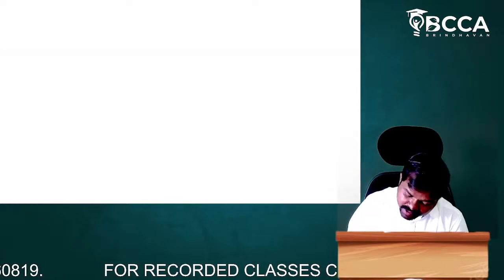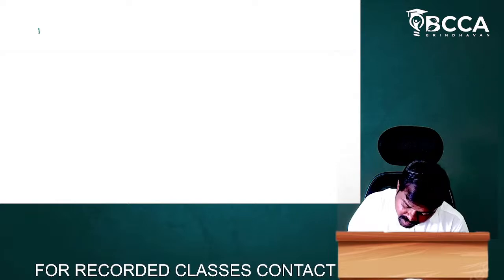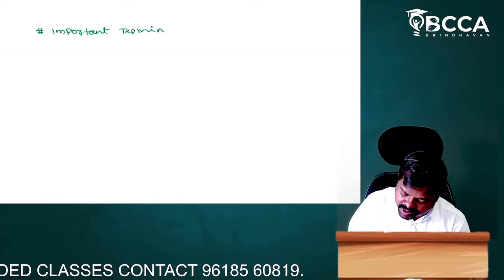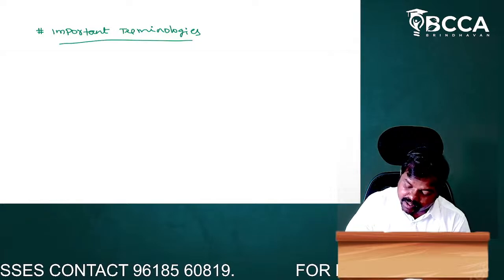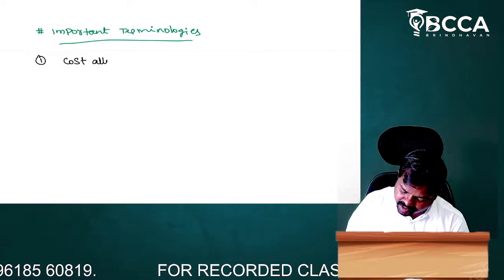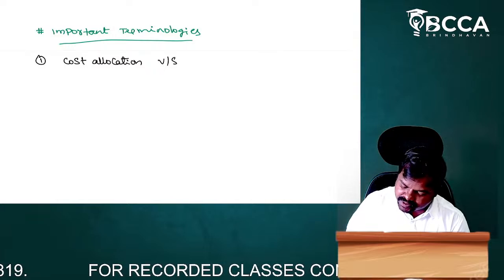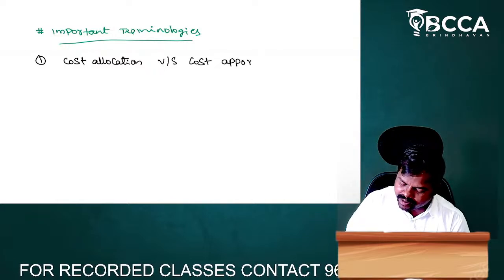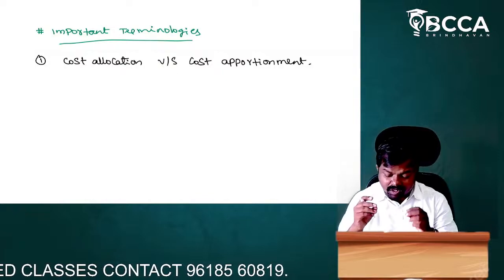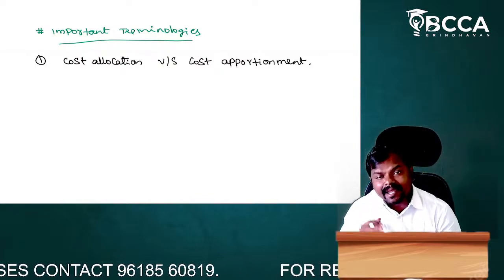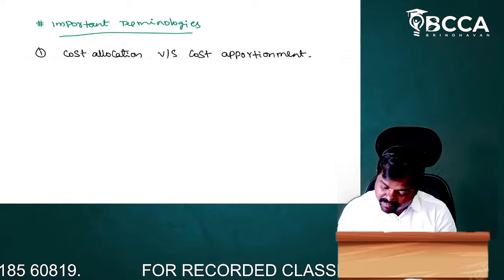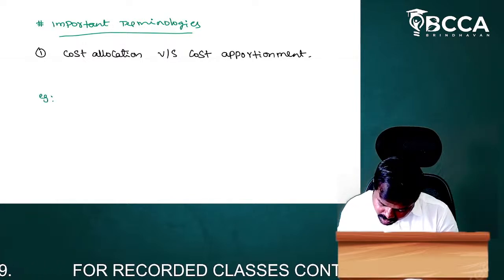Okay. Listen carefully. We have to discuss now certain important terminologies in costing. Point number 1, cost allocation versus cost apportionment. Listen carefully, my dear friend. These terms shall be used in the overhead chapter. We'll take one example and then we'll go into the theory.